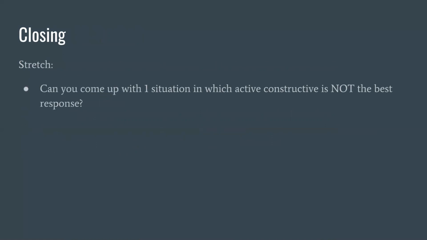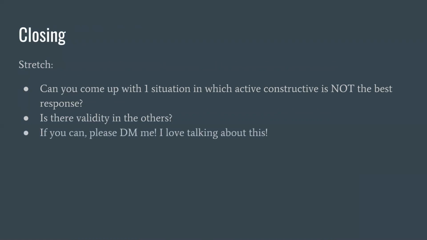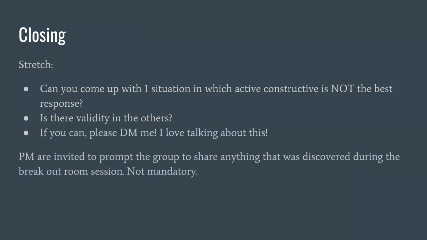In closing, as a stretch, can you come up with one situation in which active constructive is not the best response? Are there situations in which the other ones are valid? Maybe some of you are thinking that. If so, feel free to DM me. I love talking about this. Lastly, the PMs are invited to prompt the group to share anything that was discovered during the breakout session. This is purely voluntary. If you have something to share, feel free to do so.